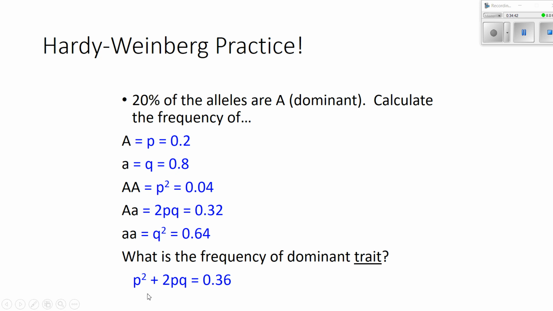The homozygous dominant individuals show the dominant trait, but they're not the only ones. The heterozygous ones also show the dominant trait. The only ones that don't show the dominant trait are the homozygous recessives. We know there's 64% of them, so the other 36% would have to show the dominant trait. The way I calculated that was p squared plus 2pq, but I could also just do 1 minus 0.64, and you can see that gives the same answer.